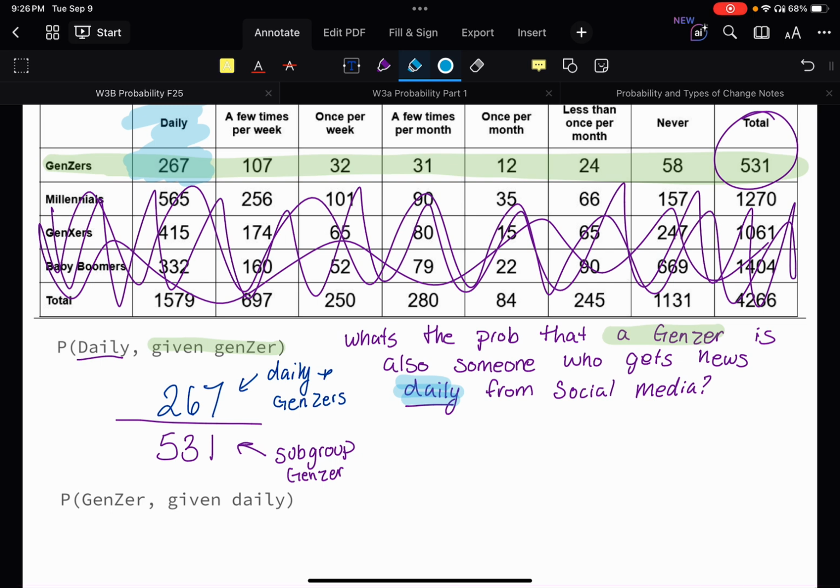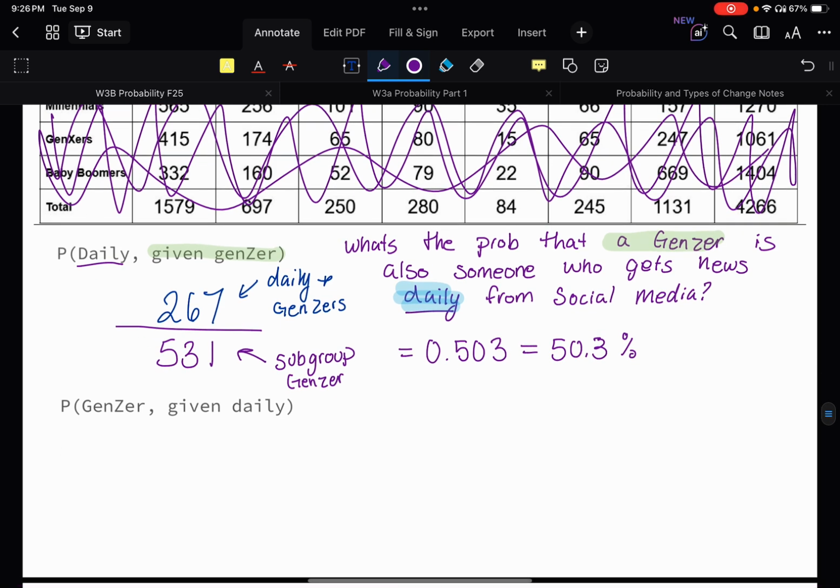All right, and then just like all my other probabilities, we want to practice turning that into a percent. So we would divide those numbers. I would come out with the decimal 0.503, which would be about 50.3%.